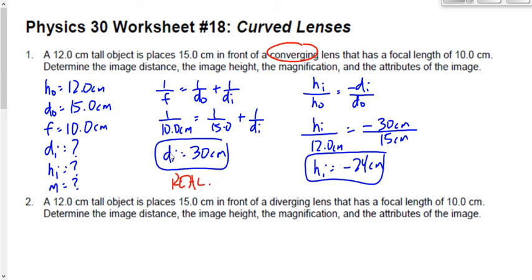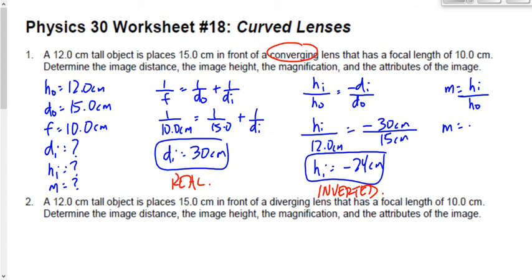What does negative 24 tell us? It's upside down. It's flipped over. Inverted, upside down, whatever you want to call it, all means the same thing. And finally, we want to find the magnification. We're going to say M. Since we have HI and HO and DI and DO, we could use either one, HI over HO or negative DI over DO. Let's use the first one here, HI over HO. Seems a little bit more intuitive.